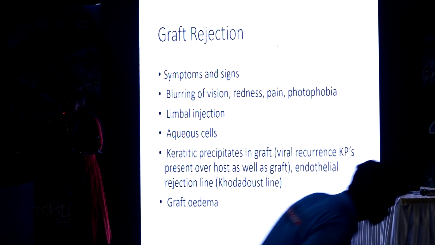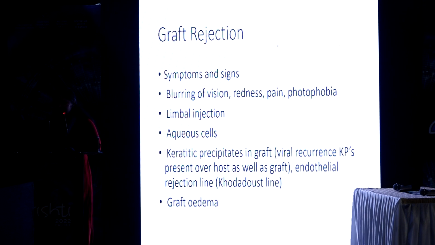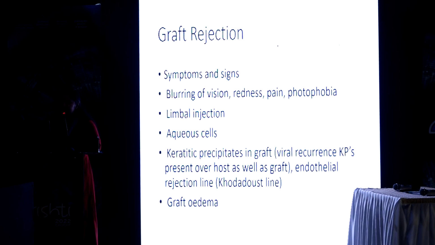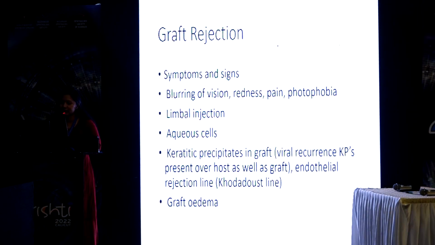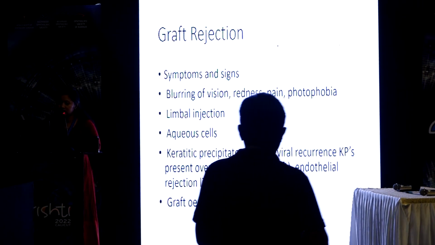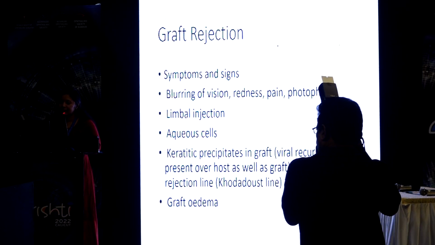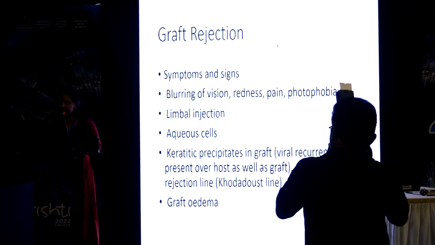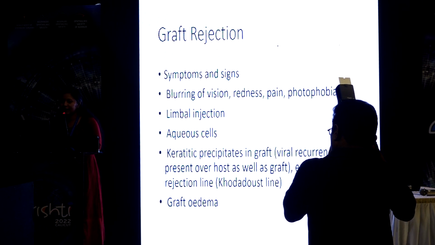So the symptoms and signs are blurring of vision, redness, pain, photophobia. There will be limbal injection. There will be reaction as indicated by aqueous cells. Keratic precipitates in the graft can be viral recurrence, where KP is present over the host as well as graft. That is what we have to differentiate. And in endothelial rejection, Khodadoust line may be seen, along with graft edema.